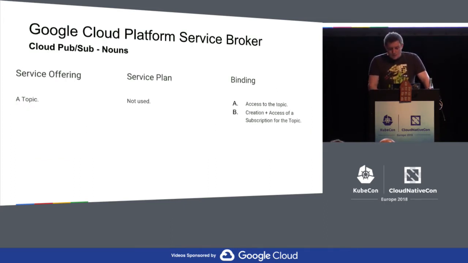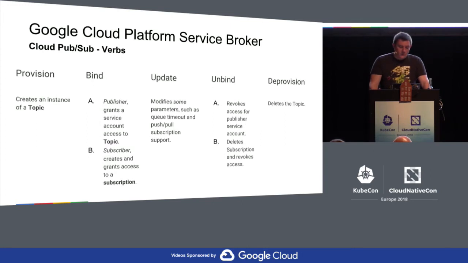So I want to show you examples of how we translate things between a couple. I'm going to have a couple examples, and I'll show you this translation. So in the Google Cloud Platform Service Broker for Cloud PubSub, there's service offerings. So it's a topic, and a plan, which they didn't really use, and a binding, which is a service account that gets to have rights onto that topic or a subscription to that topic. And so you can take a look at that.